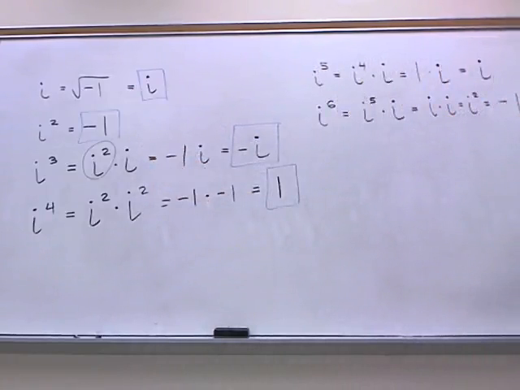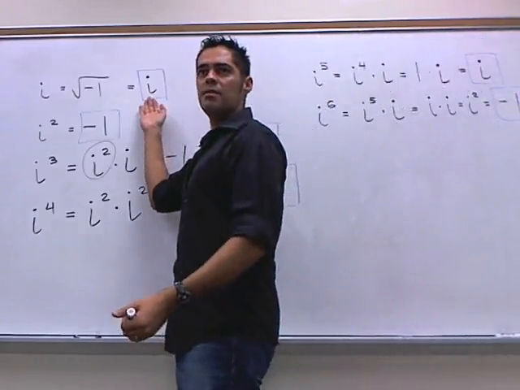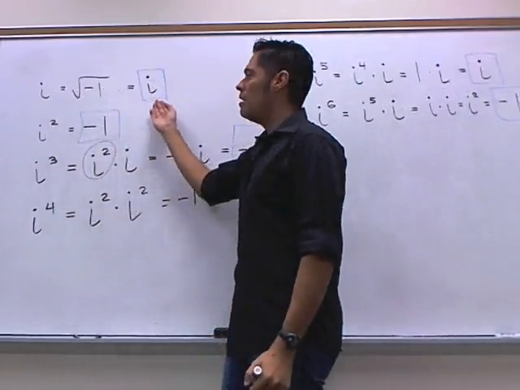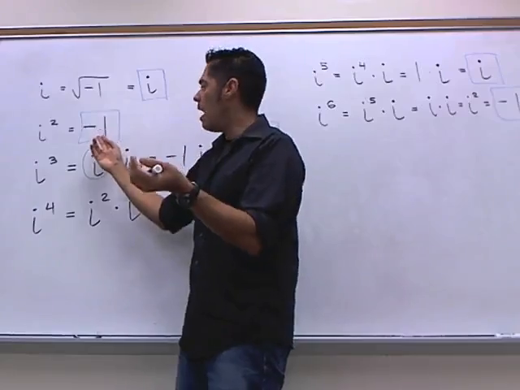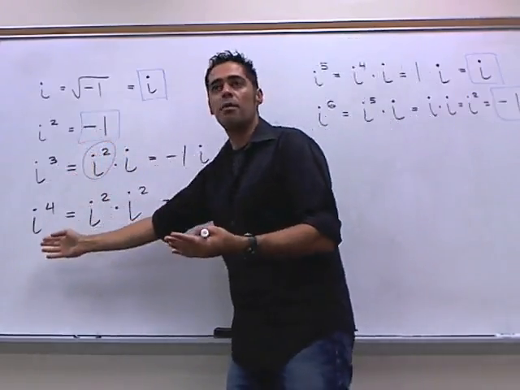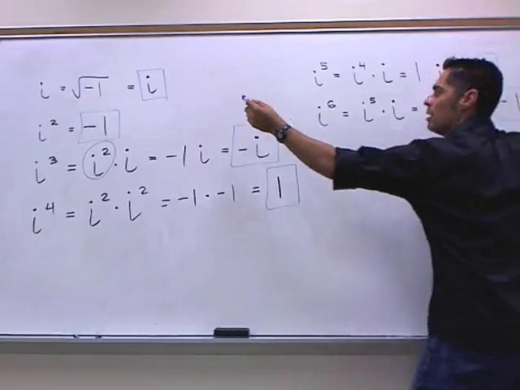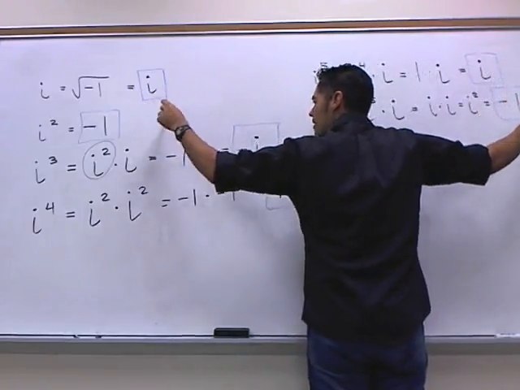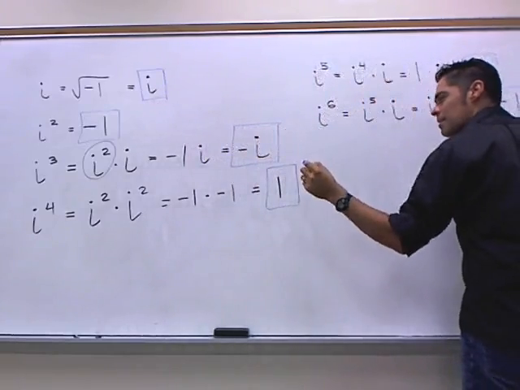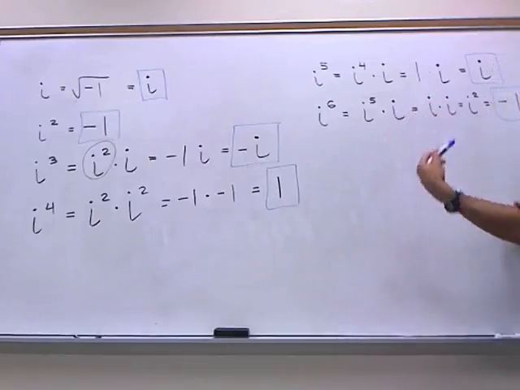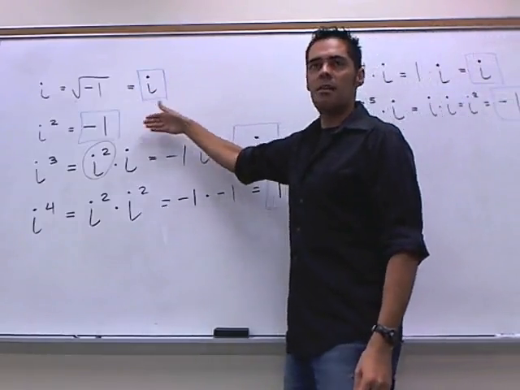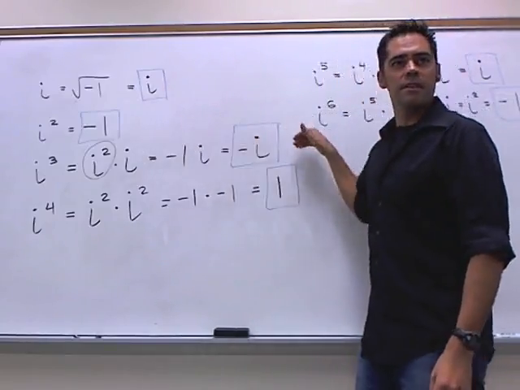Something is happening here. Do y'all see the pattern or not? Isn't it starting to cycle and do the same exact thing? Look, i by itself is i, so i to the 1st power is i. i to the 2nd power is -1. i to the 3rd power is -i. i to the 4th power is 1. i to the 5th power is i again. So now i to the 6th is -1. i to the 7th should be -i. i to the 8th should be 1.